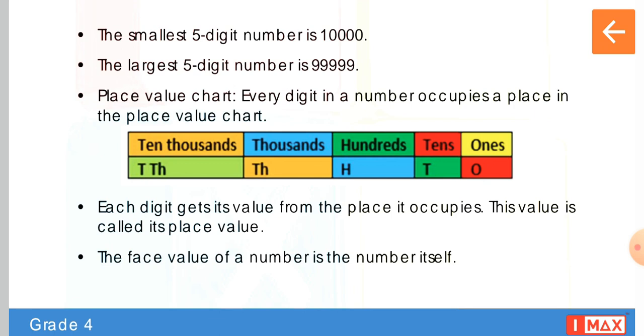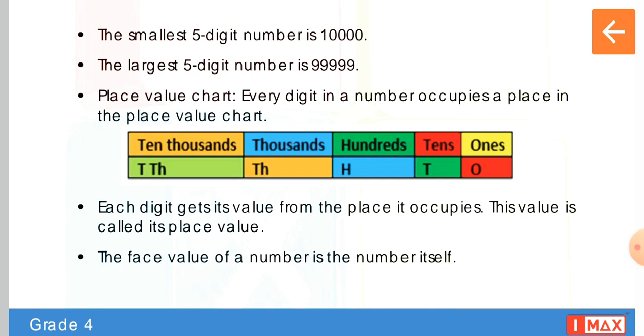Now, what is a place value chart? Every digit in a number occupies a place in the place value chart. When we are writing a number, every digit in that number occupies a place in the place value chart. Here is shown the place value chart. For a 5-digit number, we have to draw a 5-column place value chart. Here the places are ones, tens, hundreds, thousands and 10,000s.